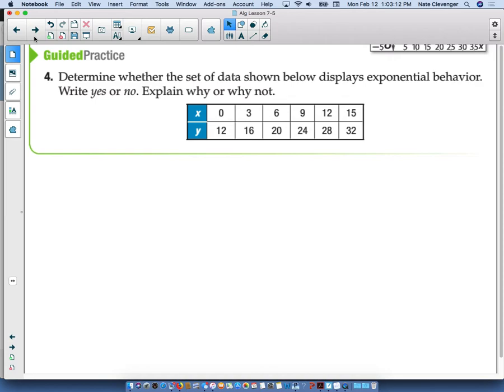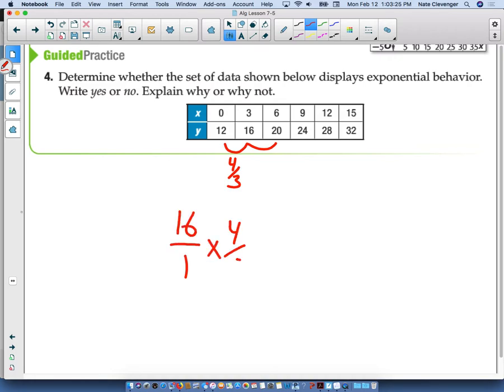So if I took 12 times 4/3, that'd give me 16. Taking 16 times 4/3 would give me 20. Nah, just simple math time. 64 over 3 is 21 and 1/3. So, no.